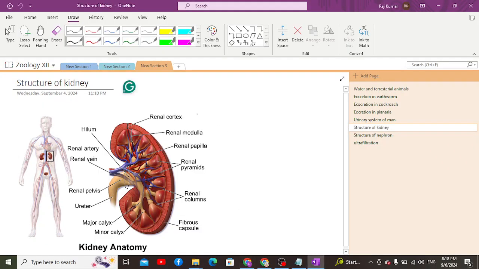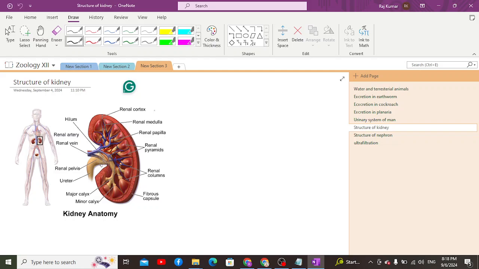So now we're going to discuss the structure of the kidney. The kidney is basically the main excretory organ, as previously told. It is around 5 to 6 inches, or 10 to 12 centimeters, in length. It has a retroperitoneal position.